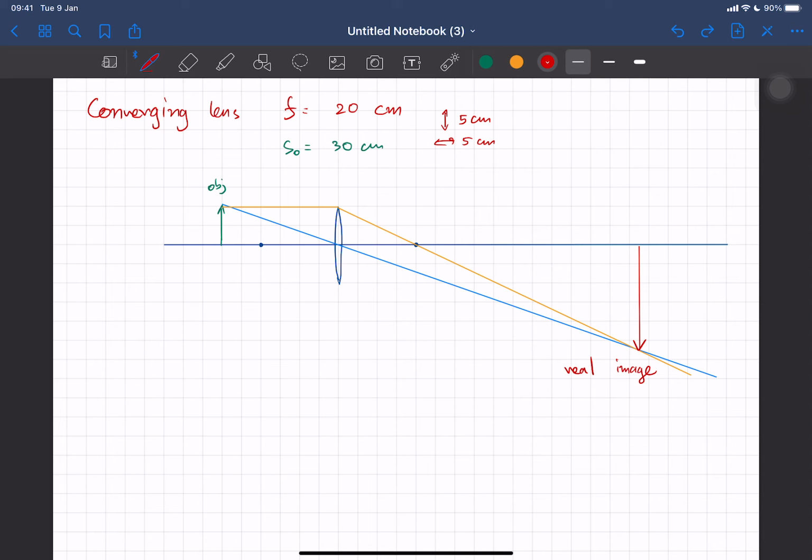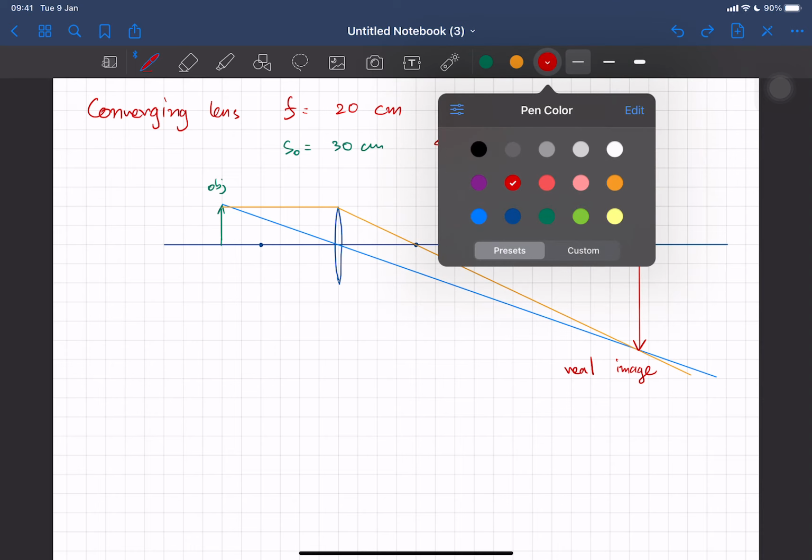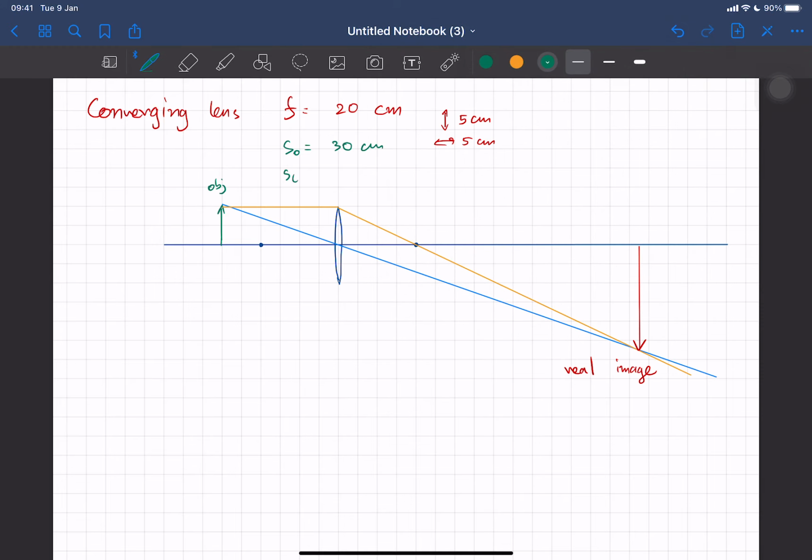But we're going to talk about that in a few moments. But right now, let's check the distance of the image. So the image distance, SI. So SI in this case, let's count how far away this is from the lens. So it's going to be 1, 2, 3, 4, 5, 6, 7, 8, 9, 10, 11, 12, 13, 14, 15. So about 15.5 grids.